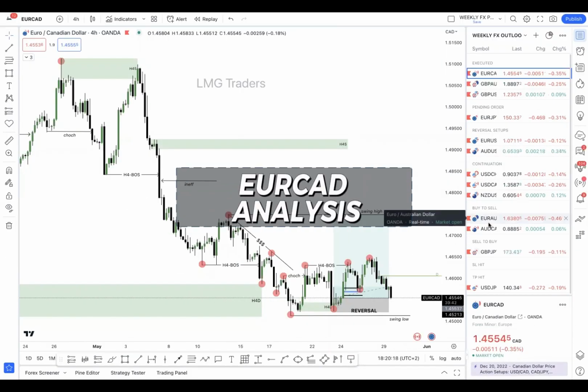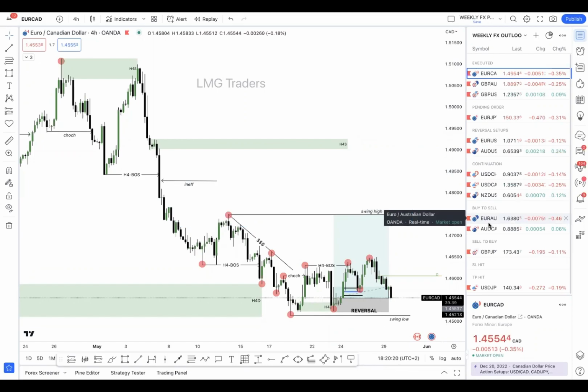Okay, so when it comes to my watch list, as you can see right now, these are the currencies that I'm looking at for this week. I do arrange them in a specific manner that helps me manage my watch list, right? So as you can see here, I have different sections on this tab, where the pairs are arranged in this order: I have executed pairs, the pairs that are in current running positions, and then I have pairs that are waiting to be triggered using pending orders, and then I have reversal setups, I have continuation setups, buy to sell, sell to buy, right?